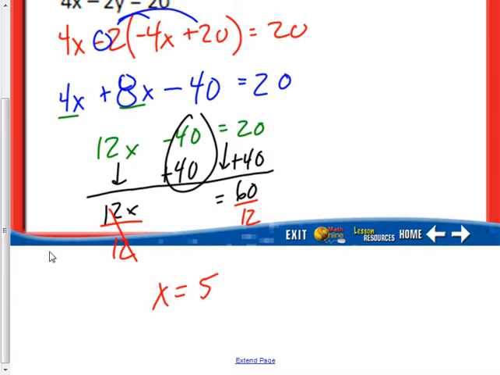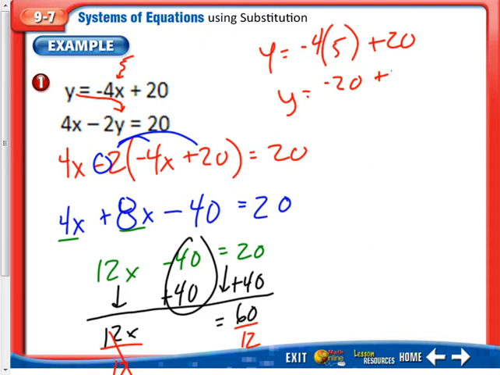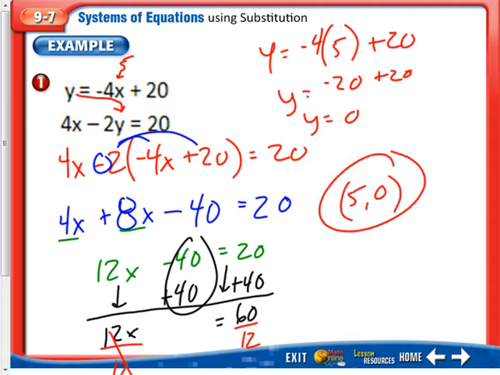All right, so now we're not quite done yet. Now we need to take that 5, and then we need to go back up to our first equation, and plug it in right here. So we need to put 5 in right there. So let's go y equals negative 4 times 5 plus 20. Okay, so y is going to be negative 20 plus 20, which means y is going to equal 0. So my solution is going to be 5, 0. And that is where those two lines are going to meet.